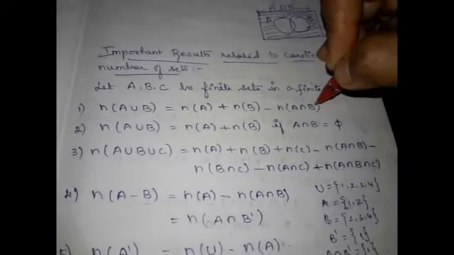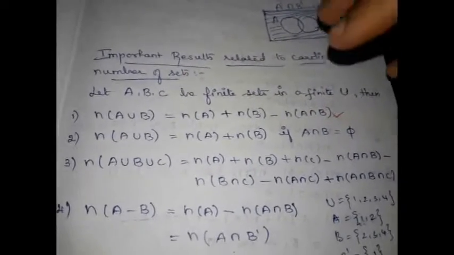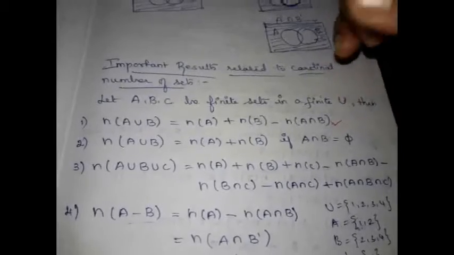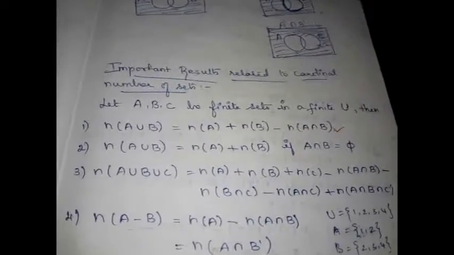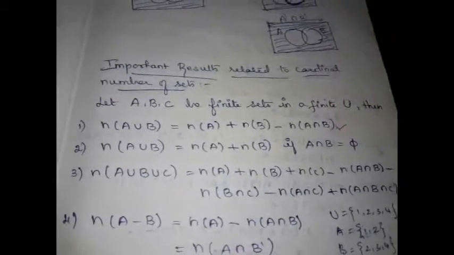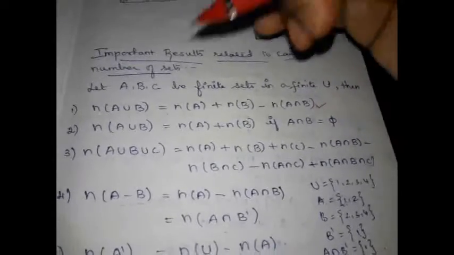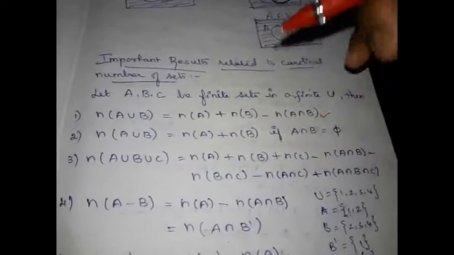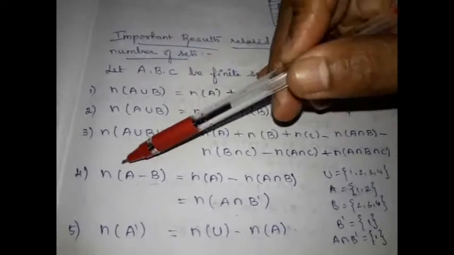This is also a very important result which we will be using in our problems. n of A plus n of B minus n of A intersection B. The common part you should eliminate. What is n of A union B if the intersection is 0? Automatically this term will get omitted. Even if you use the same formula, no problem, because you are going to replace it with 0. When it comes to 3 sets, it's just the extension of this. All the intersections of 2 sets you have to eliminate and you have to add the intersection of all the 3 sets.